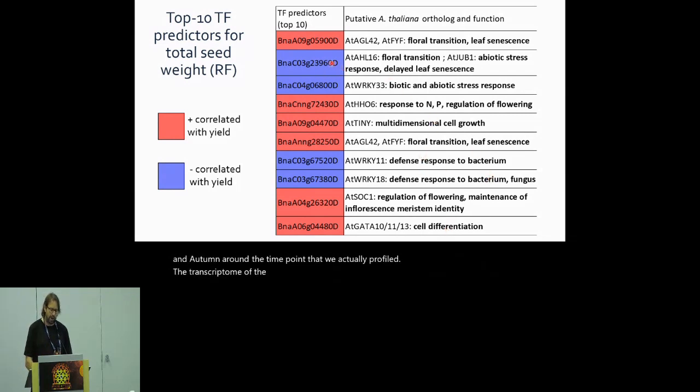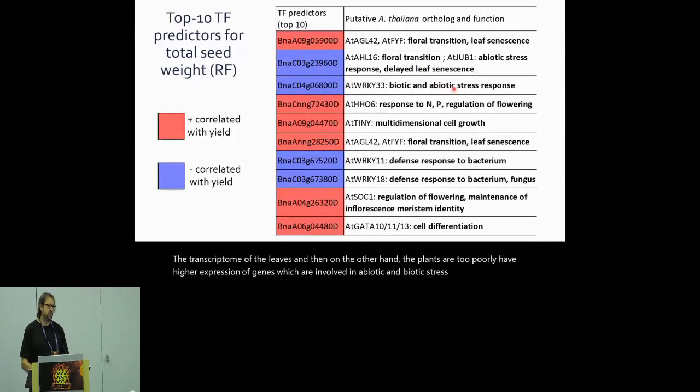And then on the other hand, the plants that do poorly have higher expression of genes which are involved in abiotic and biotic stress. So this seems to suggest that some plants in the field were stressed. As a result, they had a delay in development, that they did not undergo the floral transition, or they were not in the same stage of the floral transition at the same time. And this gave you a lower yield at the end of the season. So it suggests that there's some kind of developmental gradient in the field.